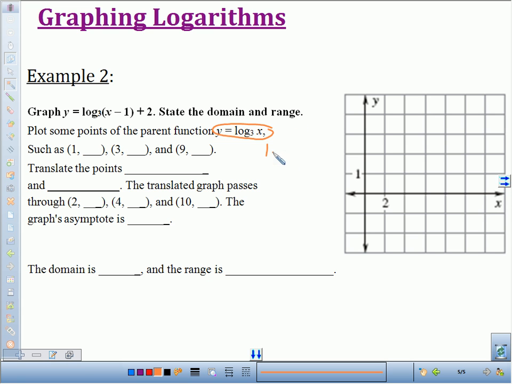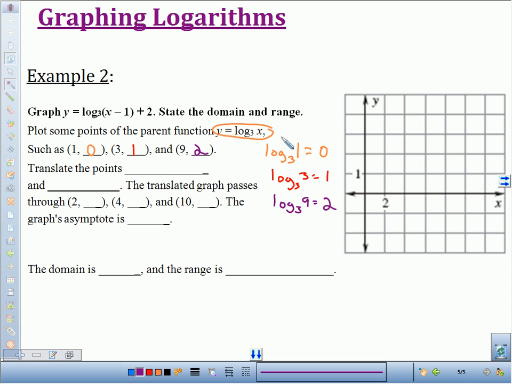So, log base 3 of 1. Log base 3 of 1 is 0. Remember, what power do I raise 3 to get 1? And that is 0. We have log base 3 of 3 should be 1. What power do I raise 3 to get 3? The answer is 1. And I have log base 3 of 9. What power do I raise 3 to get 9? The answer is 2.